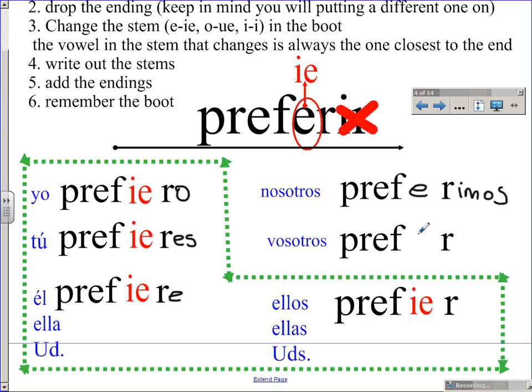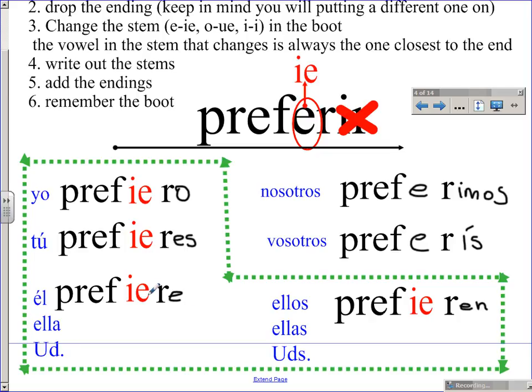Then we get preferís and prefieren, like so. Now this verb preferir means to prefer. So yo prefiero, I prefer. Tú prefieres, you prefer. Él and ella prefiere, he or she prefers.